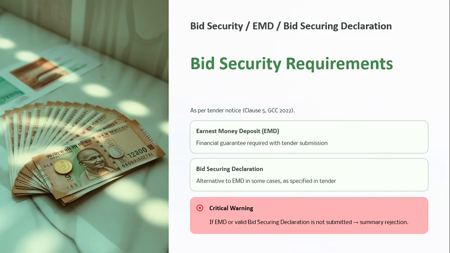as well as the bid security and bid security declaration, EMD. Bid security requirement as per tender notice, clause 5 GCC, earnest money EMD. Financial guarantee required with tender submission. Bid security declaration is an alternative to EMD in some cases as specified in the tender, DIPP certificates, etc. Otherwise, critical warning: if EMD or a valid bid security declaration is not submitted, summary rejection.